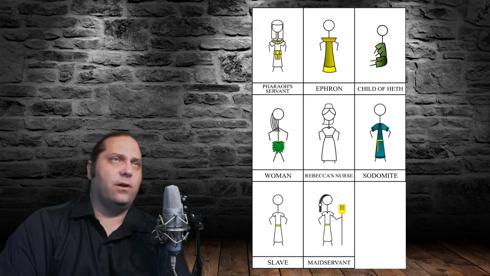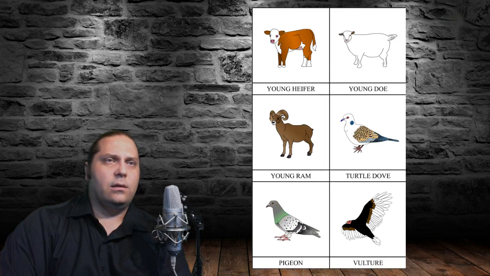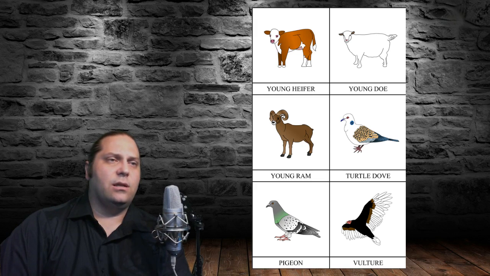This next page, we see Pharaoh's servant, Ephron, child of Heth, the woman, later to be named Eve, Rebecca's nurse, sodomite, slave, and maidservant. We have animal page. We see sheep, the top left-hand corner, cattle, male donkey, female donkey, camel, ewe lamb. Then on this last page, we see young heifer, young doe, young ram, turtle dove, pigeon, and vulture.